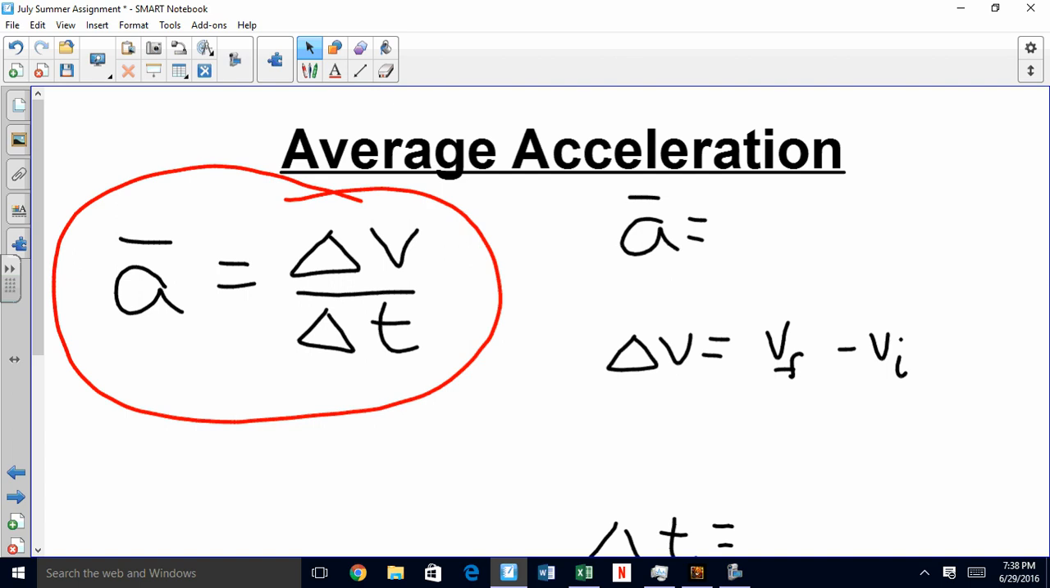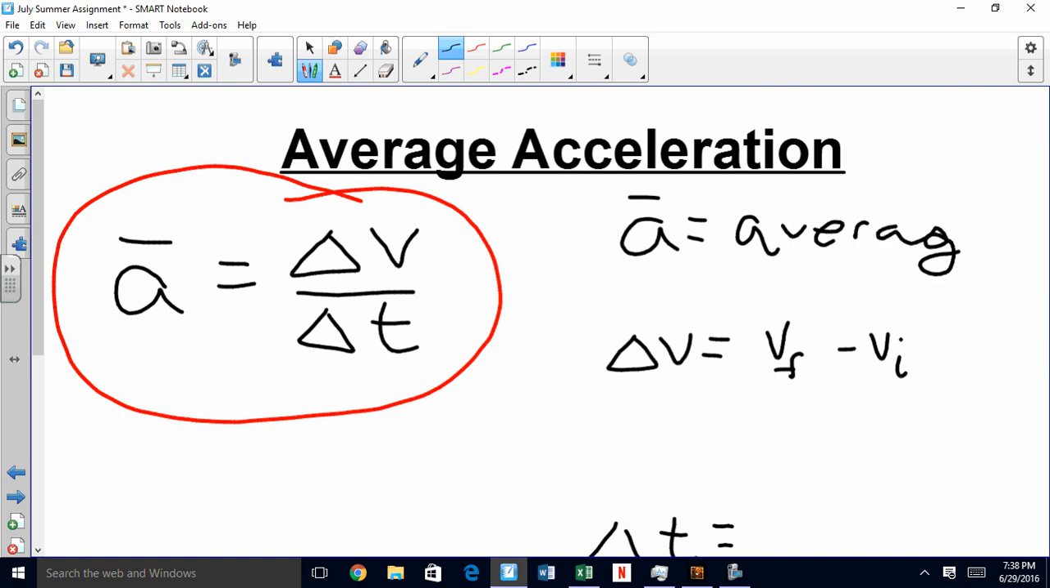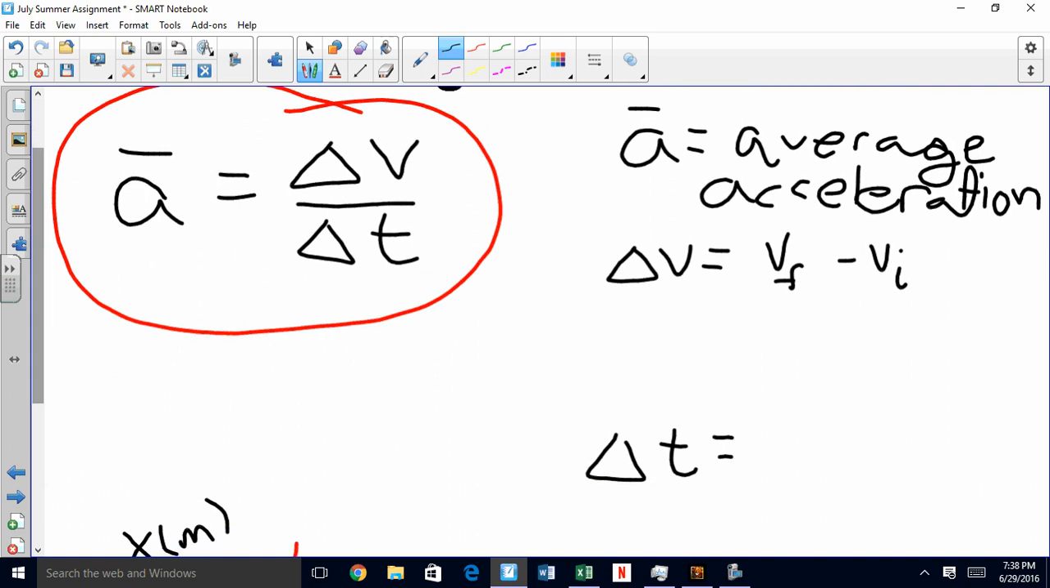That little bar above the A just means average acceleration. I guess I should write that for you. So this is average acceleration. And that's acknowledging the fact that we don't exactly know what the acceleration was at any given time, but we do know what it was kind of overall. In the same way as your average score for a class doesn't tell you what each individual assignment or test was, it just tells you how you did overall.